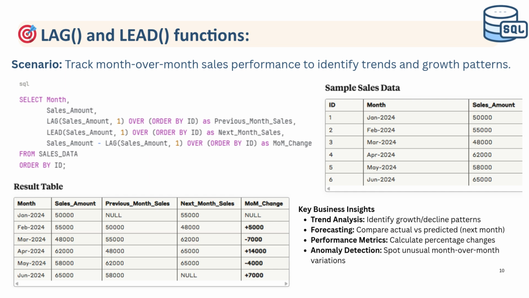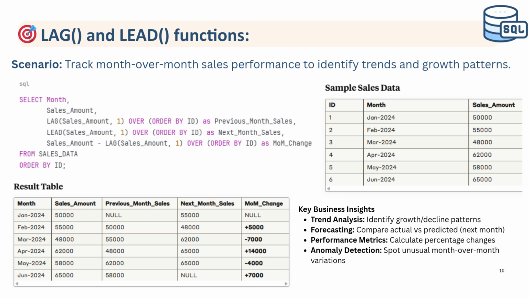Both functions typically take 2 arguments, the column to read and an offset, like LAG(sales_amount, 1) for the previous month, or LEAD(sales_amount, 1) for the next month. By default, if no row exists at the offset, they return null unless a default value is specified.